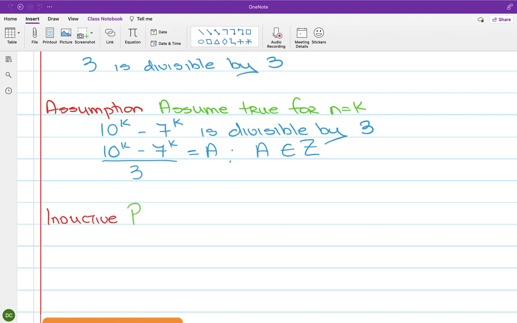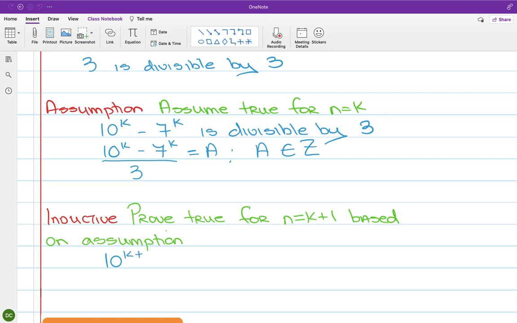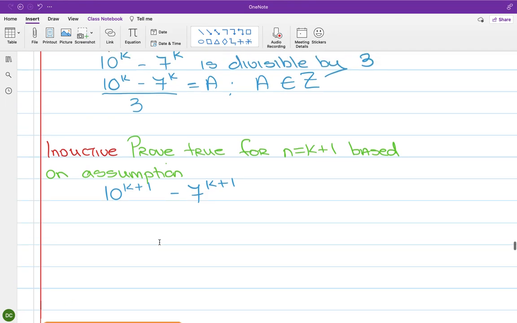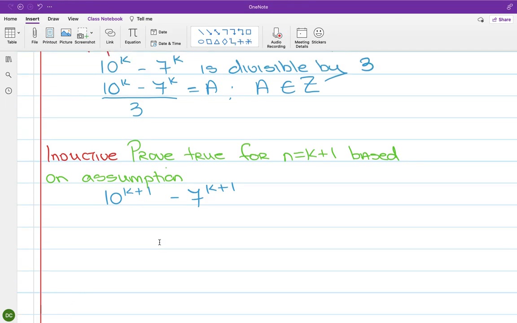We're going to prove that the statement is true for n equal to k plus 1 based on the assumption. So it becomes 10 to the k plus 1 minus 7 to the k plus 1. And we need to prove, using the assumption, that this is divisible by 3.